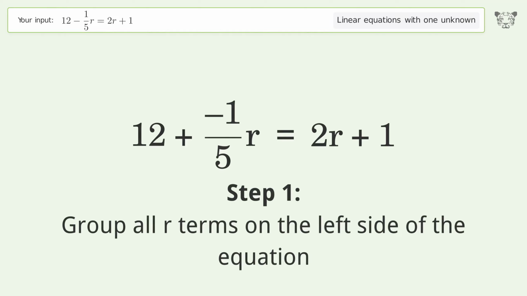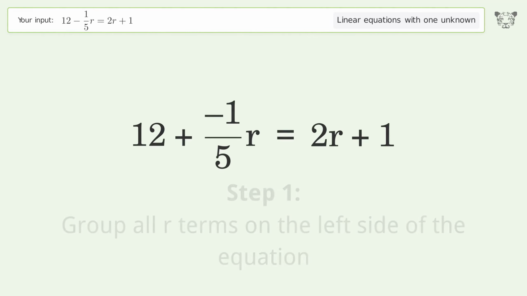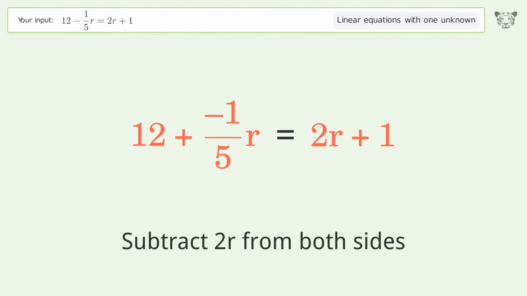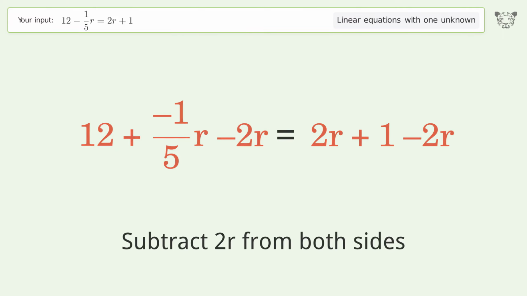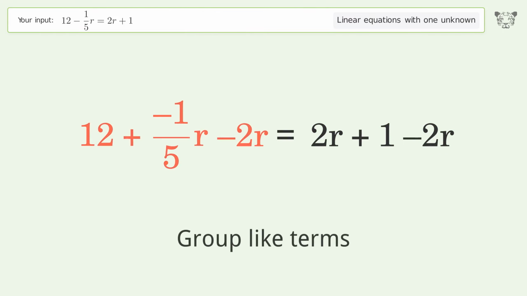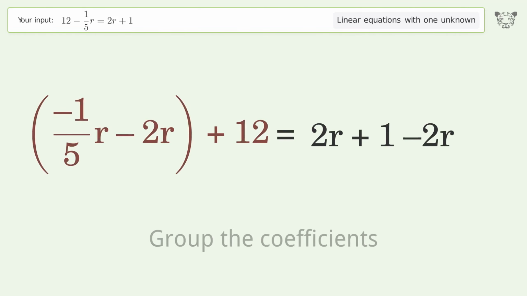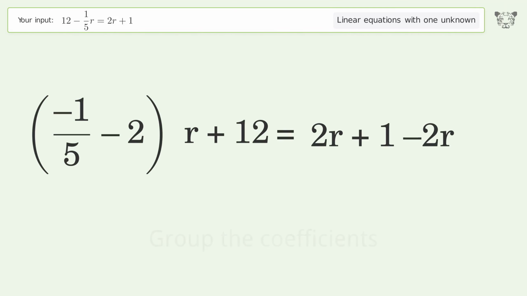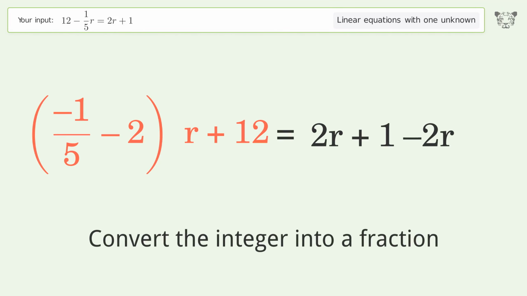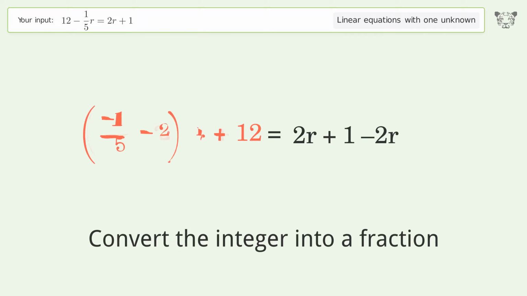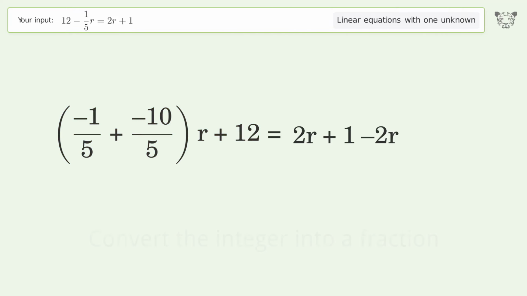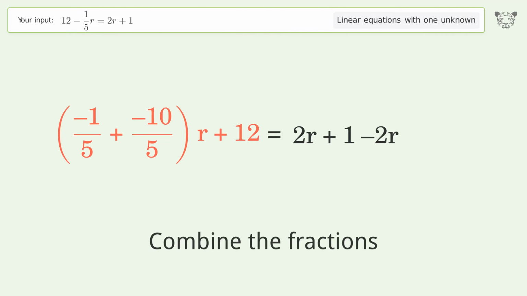Group all r terms on the left side of the equation. Subtract 2r from both sides. Group like terms. Group the coefficients. Convert the integer into a fraction. Combine the fractions.